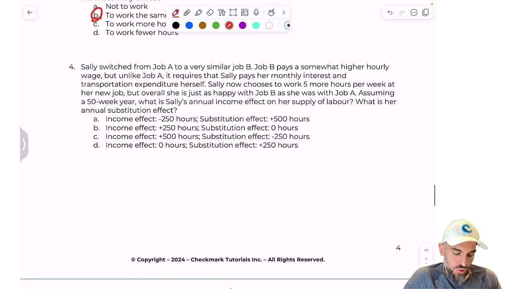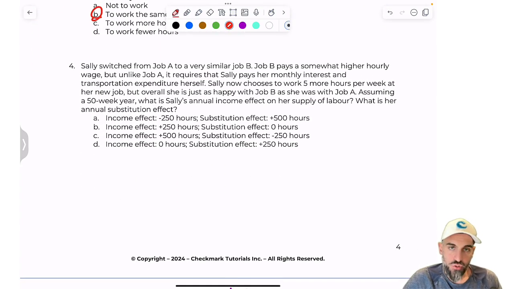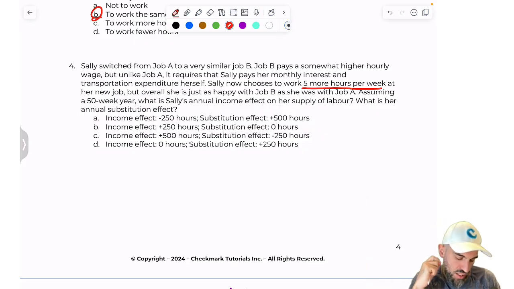Question number 4, Sally switched from job A to a very similar job B. Job B pays a somewhat higher hourly wage, but unlike job A, it requires Sally to pay her own monthly interest and transportation expenditure herself. Sally now chooses to work 5 more hours per week at her new job, but overall she is just as happy. So ultimately, we are on the same indifference curve. Assuming a 50-week year, what is her annual income effect on the supply of labor?